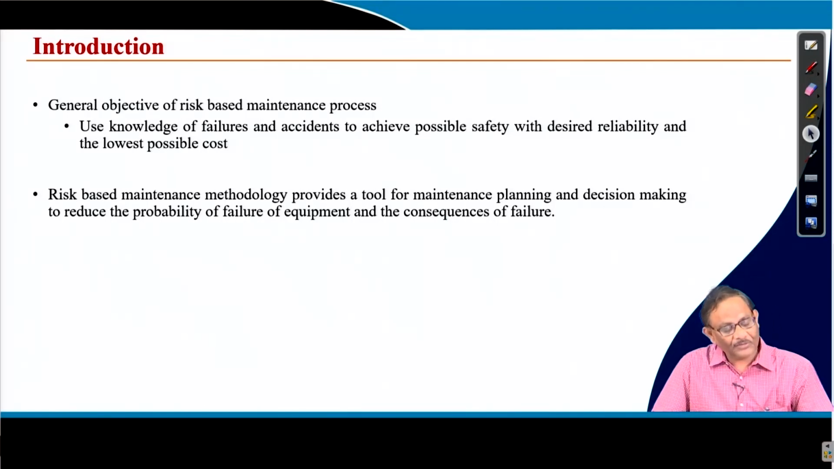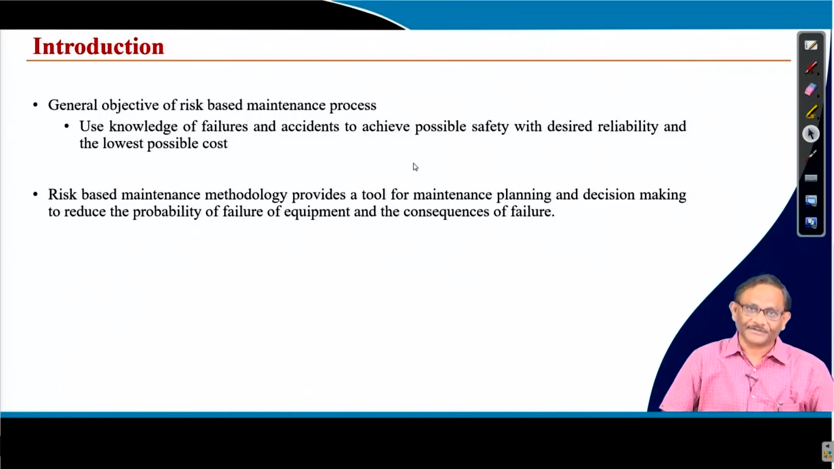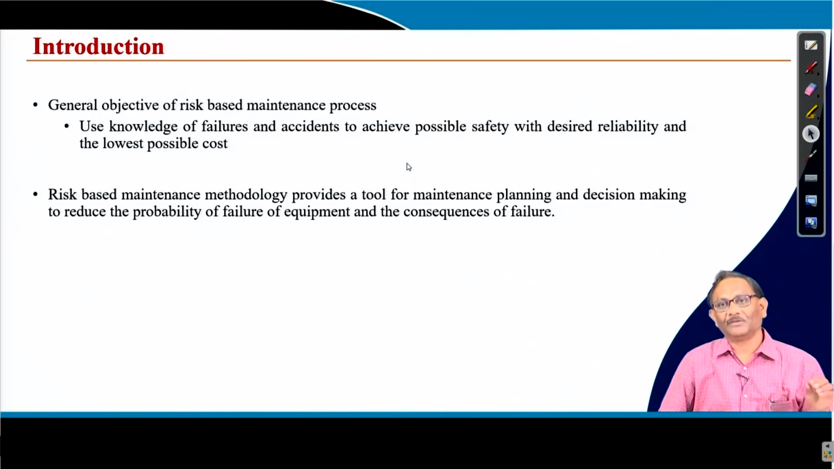But a failure may result in accidents from the safety point of view, and failure has a certain cost and consequence. So if we consider both failure and the cost or consequence of failure together, you are bringing in the concept of risk. And if your maintenance approach considers risk minimization as the primary objective, then that is risk-based maintenance.